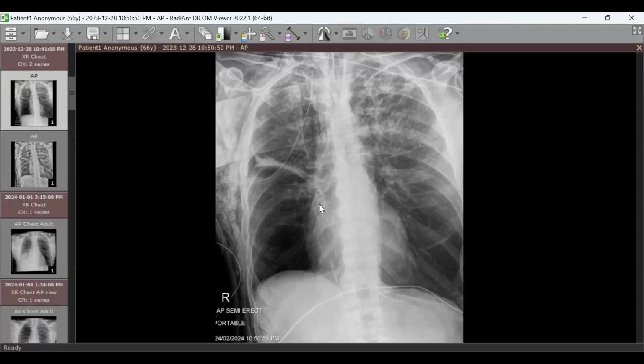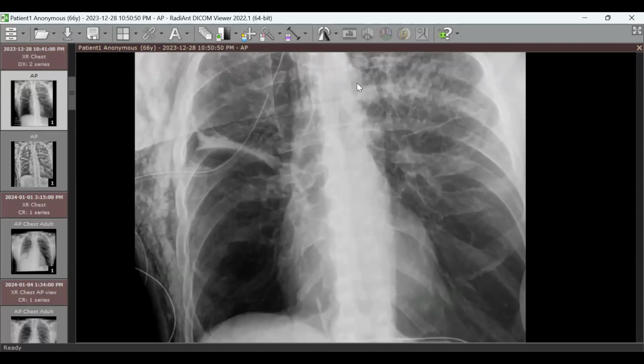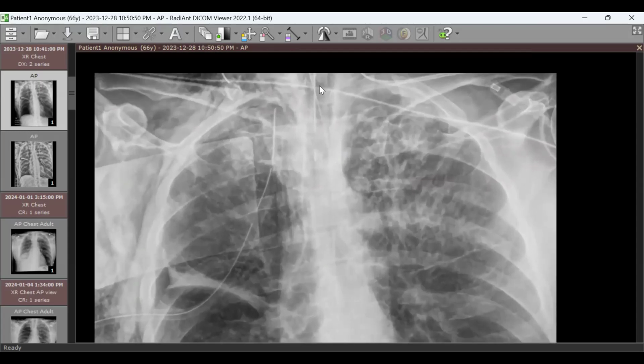I want you to describe each line here and let me know if it is appropriately positioned. Start. There are multiple lines, including the ECG leads. The first chest tube is positioned in the tip of the thorax, the apex, yes. Okay, I'm going to enlarge a little bit. There is an endotracheal tube.